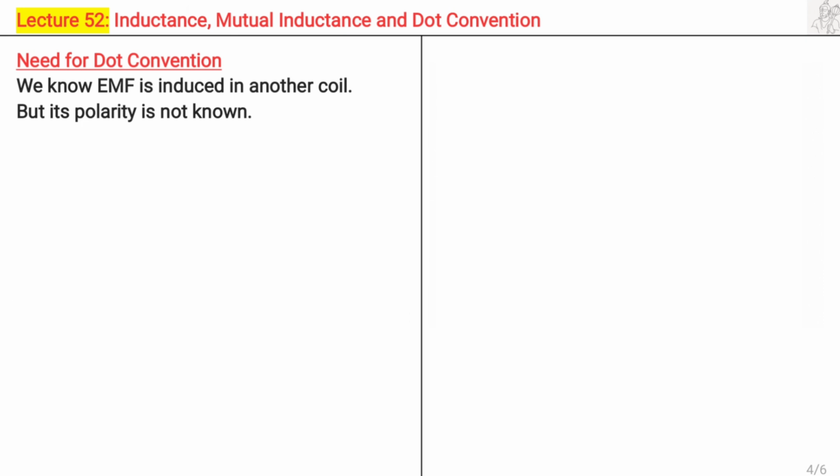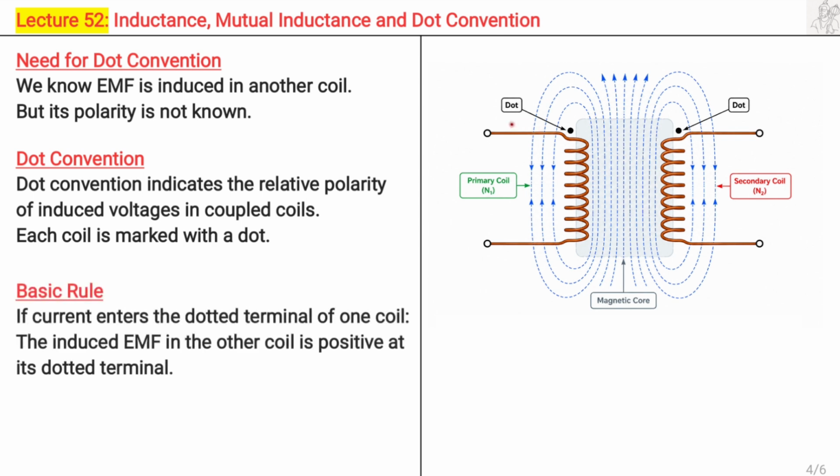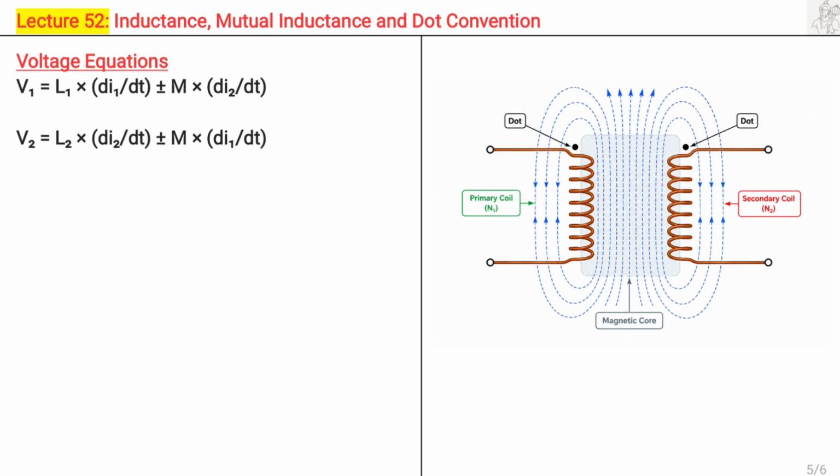Finally, the dot convention. The dot convention is required to know the polarity of the induced EMF in the secondary winding. So in dot convention, we use dots at a particular side of the winding, and the basic rule of the induced EMF polarity is, if the current enters the dot in the primary, then the dot side will be marked as positive polarity, and if current is leaving the dot in the primary, then the dot terminal is marked as negative terminal. Now the corresponding equation can be written like this. So voltage in the primary is simply equal to induced EMF due to the self-inductance plus or minus induced EMF due to the mutual inductance. Similarly, the equation for V2 is like this.